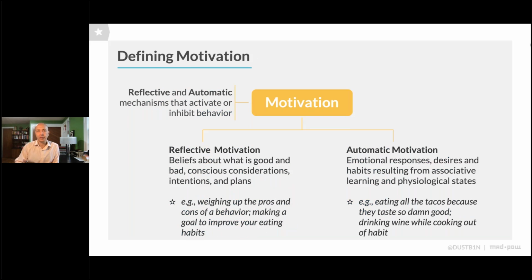And finally, that brings us to motivation really crisply. Again, when we think about reflective motivation, beliefs about what's good and bad, our pros and cons, our conscious considerations, our plans, our goals, our intentions, we can weigh those up to make a decision. We can make a goal, or we can help people to make a goal to improve their eating habits over time.